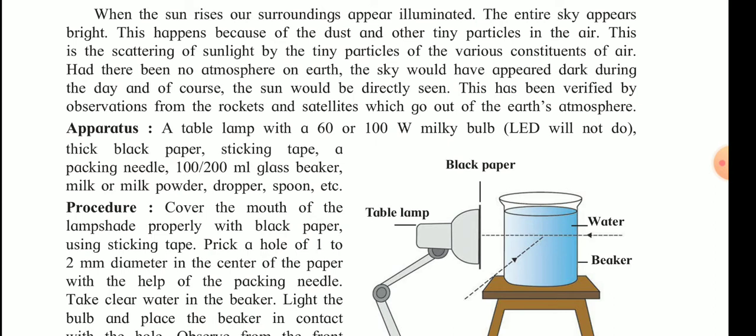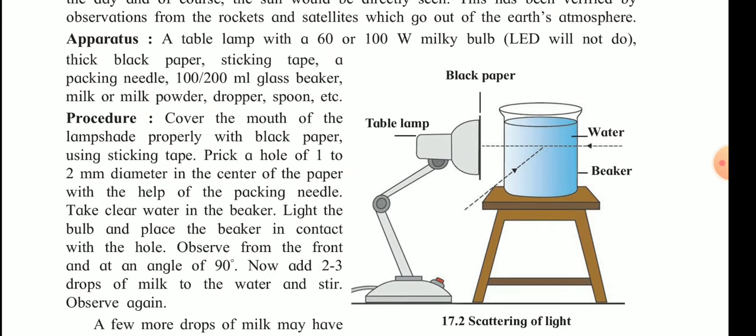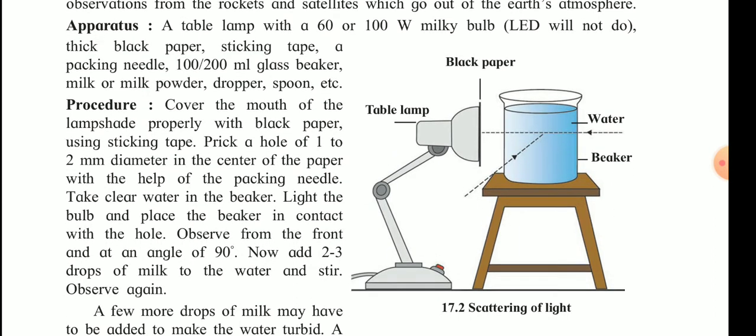Prick a hole of 1 to 2 millimeters diameter in the center of the paper with the help of the packing needle. Take clear water in the beaker, light the bulb and place the beaker in contact with the hole. Observe from the front and at an angle of 90 degrees.